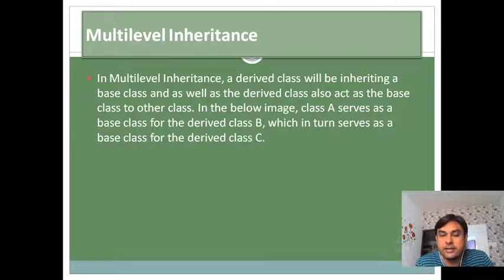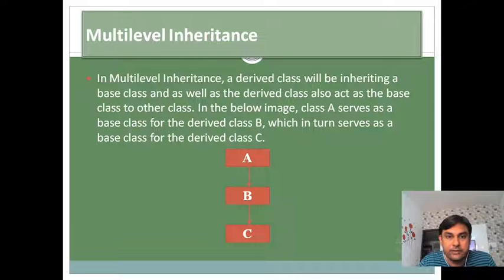In single inheritance, we only have one level of inheritance. Now if we extend this to more than one level, it is called multi-level inheritance. For example, to understand this diagram, we have a class A and we have derived another class B from class A. So this is called single inheritance. Now if we derive another class C from class B, then it is called multi-level inheritance.